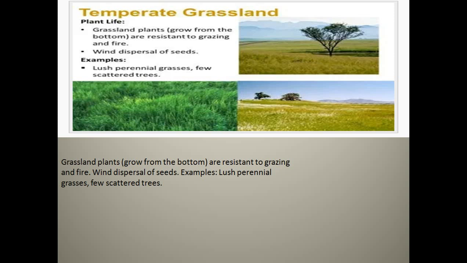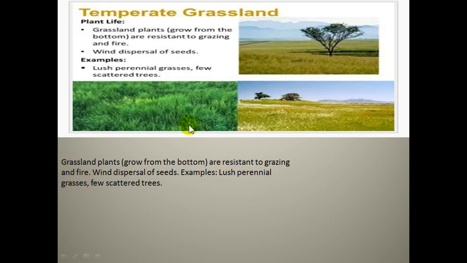For example, lush perennial grasses with a few scattered trees. You can search for images of lush perennial grasses. You can see these small green grasses; these are known as lush perennial grasses. The same point is given here: grassland plants grow from the bottom and are resistant to grazing and fire. They cannot be easily grazed.